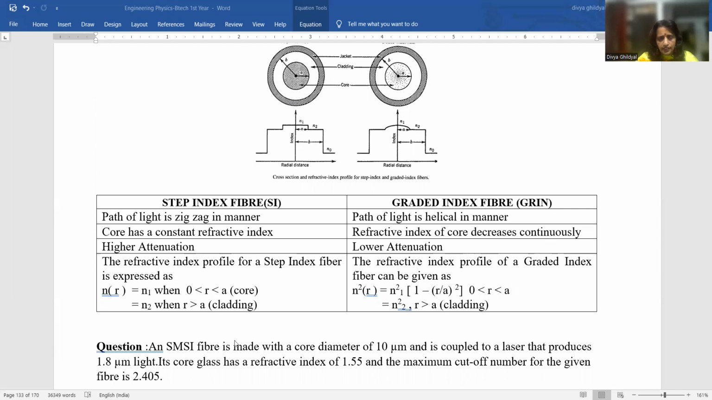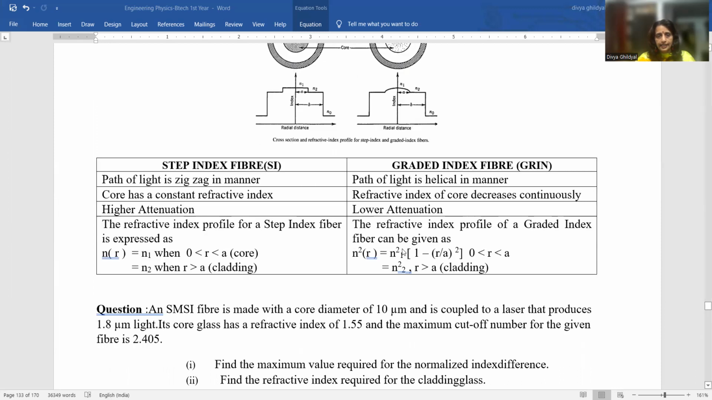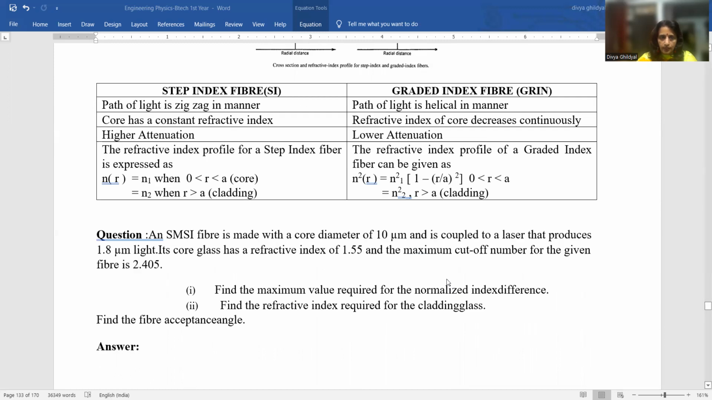I will tell you detailed attenuation right now only at the end of this lecture. Here the attenuation is less. Refractive index for a step index fiber is expressed as, see, we know that here n is going to stay constant for a longer time. Here n will be varying as the square into 1 upon r by a to the whole square.